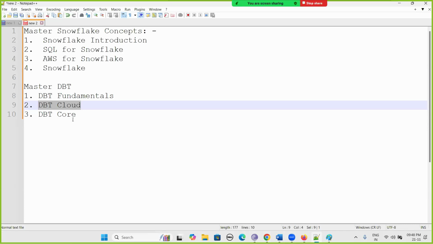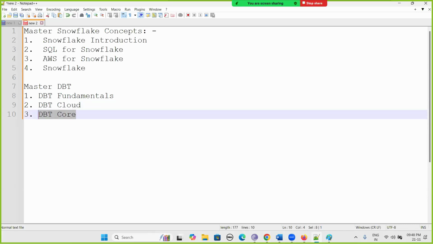Similarly, DBT Core you can install on your developer machine. You can use VS Code or any other IDE for developing DBT scripts, and you can create a connection between your DBT script and Snowflake. Then you can run your DBT applications. So this one is DBT related.